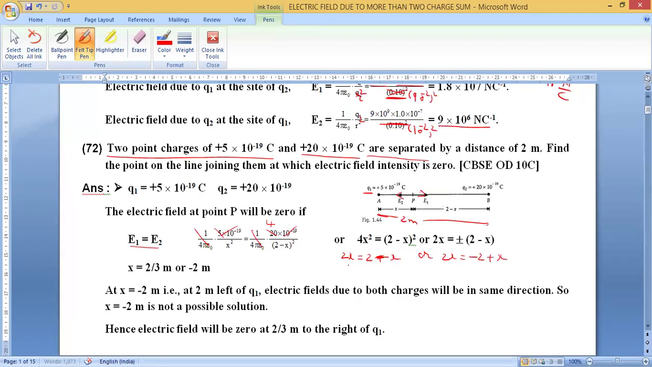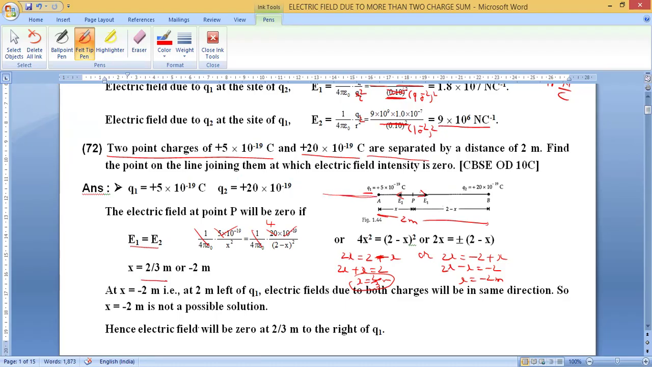So here we write 2x plus x is equal to 2, then x is equal to 2 by 3 meter. 2x plus x, 3x, then x is equal to 2 by 3 meter. Here 2x minus x is equal to minus 2. So x is equal to minus 2 meter. Means plus 2 by 3 meter is the null point between them. And x equal to minus 2 meter. So null point is left side to Q1. Here the null will come at minus 2 meter.